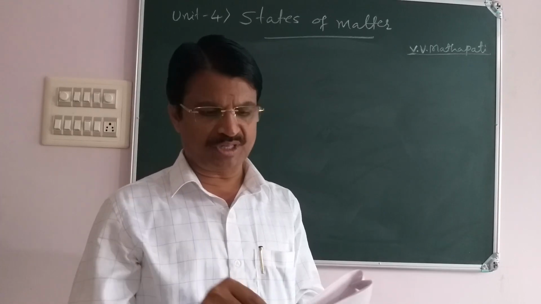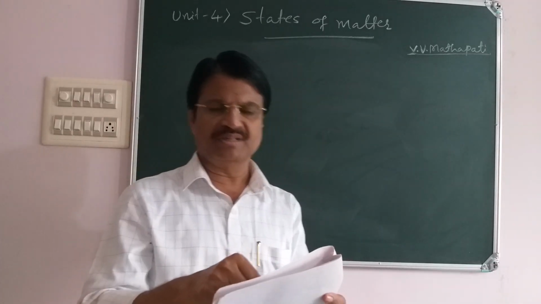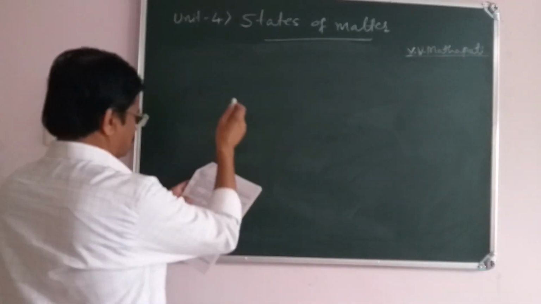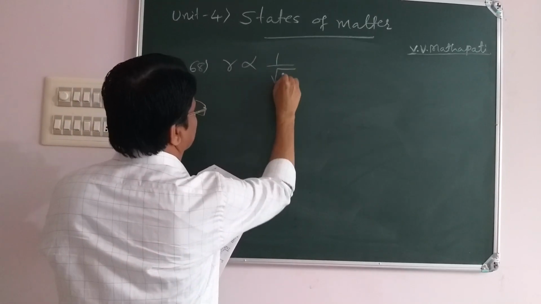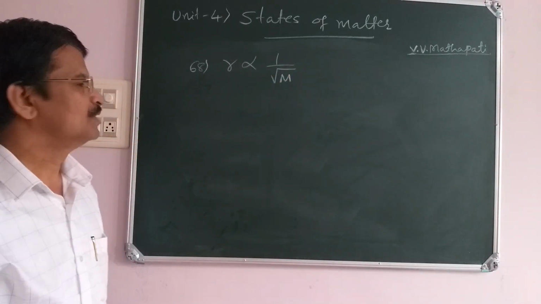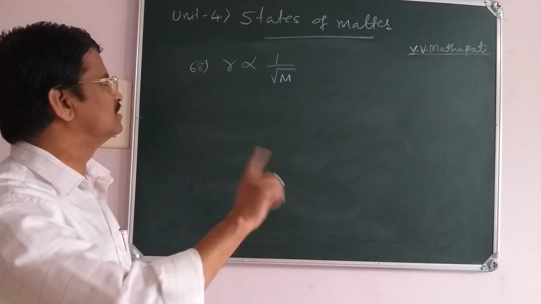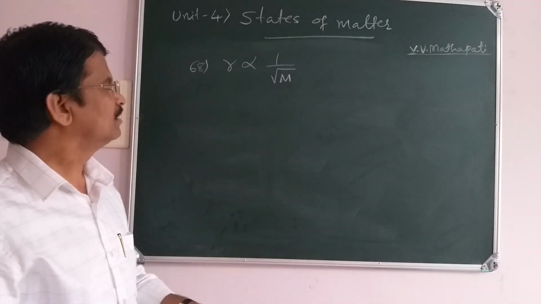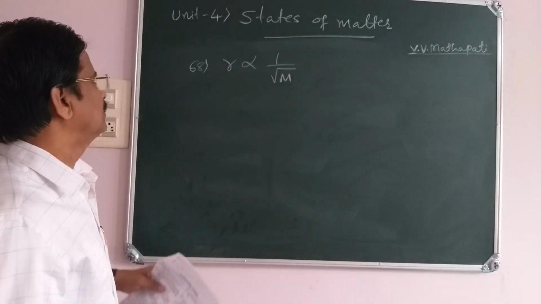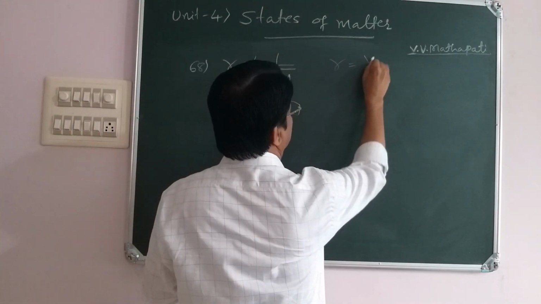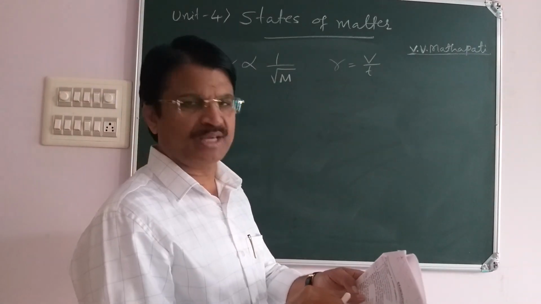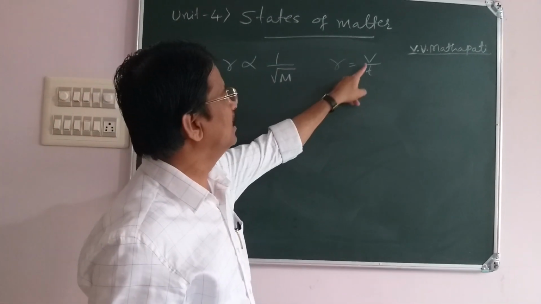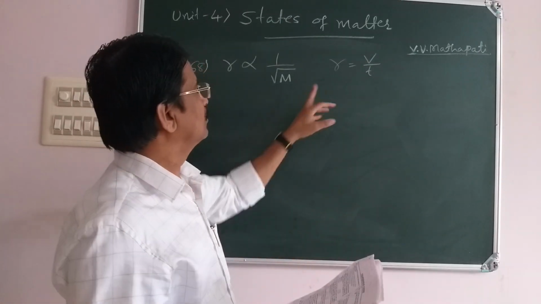Therefore, we can solve this based on the rate of diffusion. Rate of diffusion is inversely proportional to the square root of their molecular masses or densities. Here density is not given, hence we consider M. Rate of diffusion is also equal to the volume of gas diffused divided by the time taken, because in this problem they give time and volume.